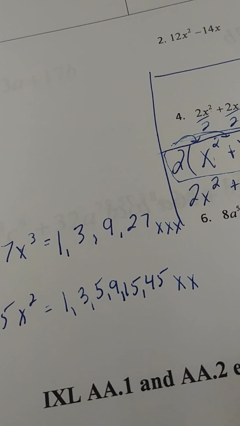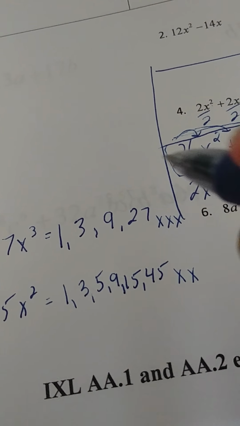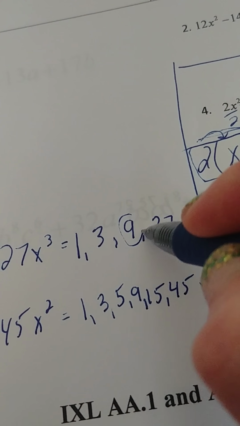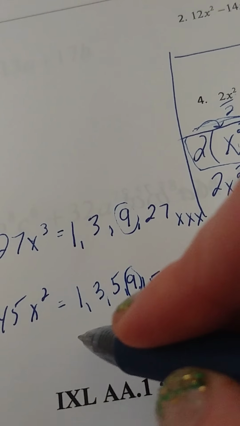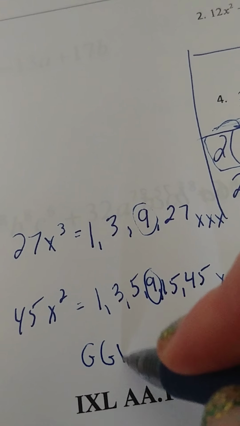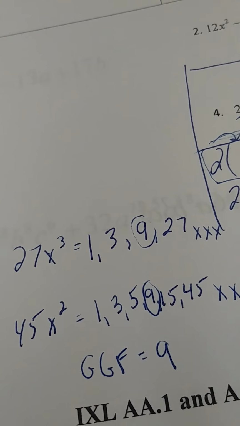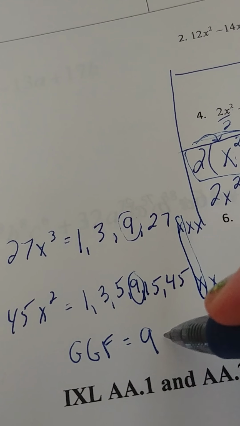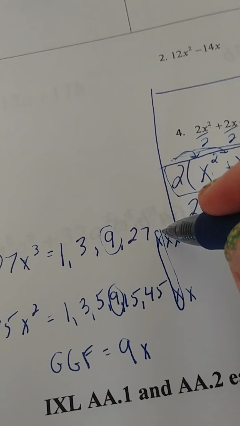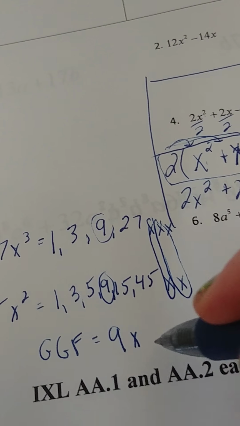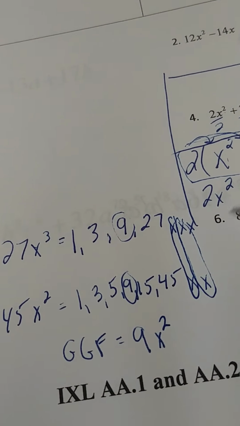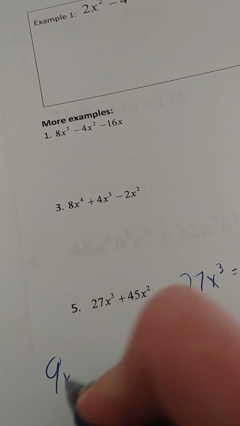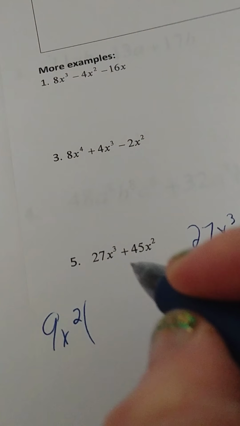All right, so when I look at my list for greatest common factor, I want the biggest. So 9 is the biggest thing that I see that they have in common, and I'm going to write down for my greatest common factor that I have 9. And then as far as x's, these x's match, so I'm going to write down 1x, and these x's match, so I'm going to write down a second x. All right, so I'm going to come over here and put 9x squared on the outside.